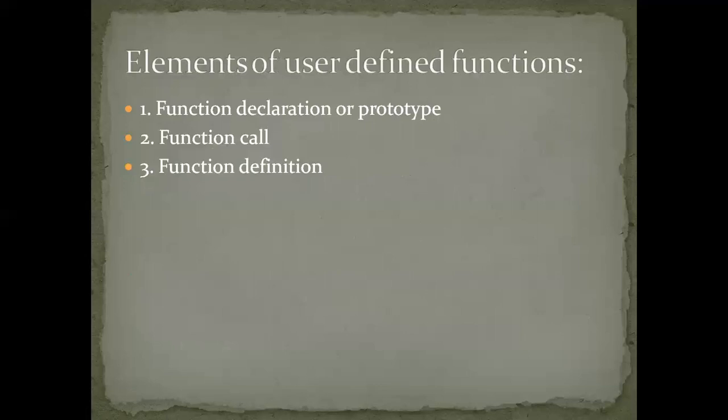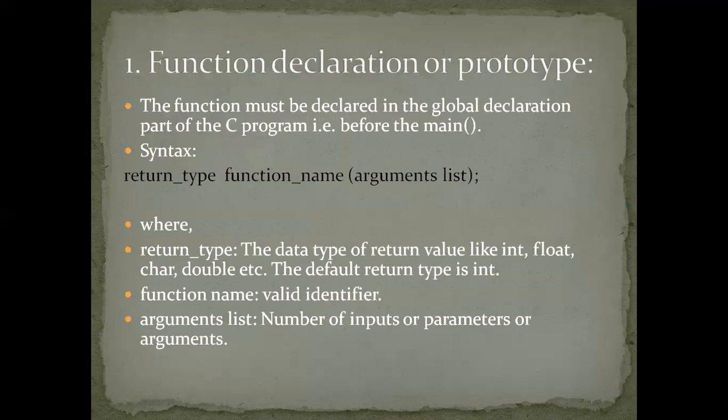Elements of user-defined function. This is an important concept. There are three main elements. The first is function declaration, or we can also call it a function prototype. The second one is function call, and the third one is function definition. We'll see one by one how each of the elements works. So the first one is function declaration, and it can also be called a function prototype.